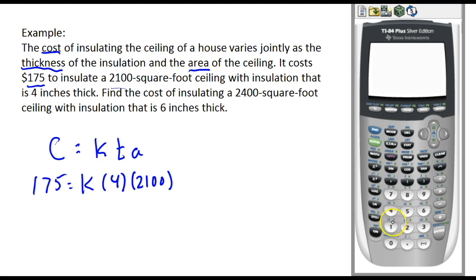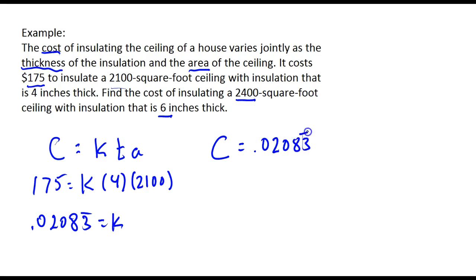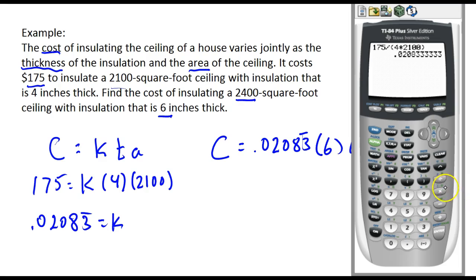To find K, I'm going to go 175 divided by parentheses 4 times 2,100 close parentheses, and I'm getting 0.02083 repeating equals K. Now we're supposed to find the cost when A is 2,400 and T is 6. So cost will be 0.02083 repeating times 6 times 2,400. Let's get our calculator up here again, times 6 times 2,400, and I get 300. So it's going to cost us $300 to do that job.